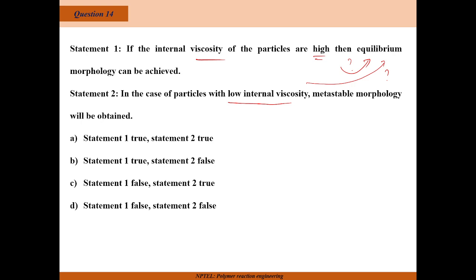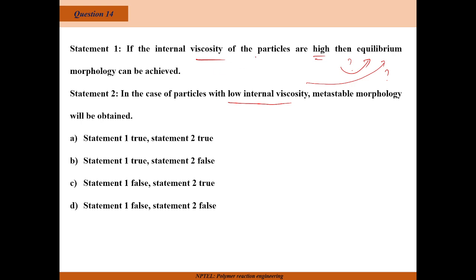The answer to this question is that both statements are false, I think. Yes, both statements are false. Actually, it is the other way around. As Sir said, there can be multiple choices. There we were talking about low internal viscosity, and one of the answers was formation of equilibrium morphology. So that was also true. But here it is actually the other way around.